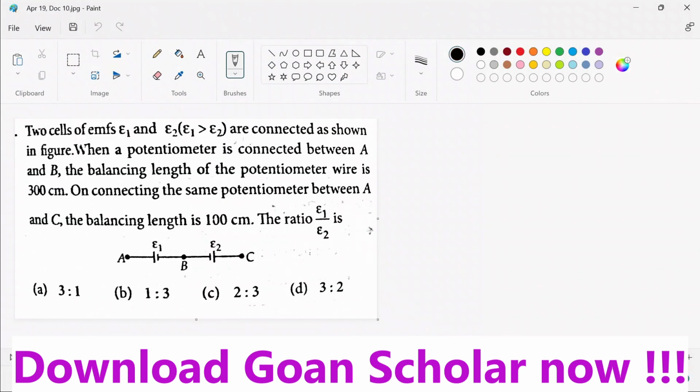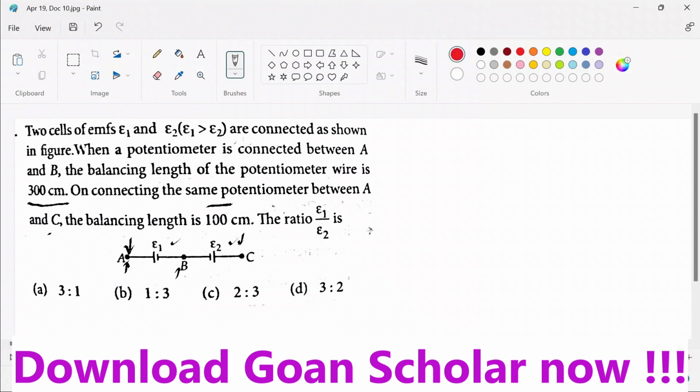Okay, let's move to the last problem for this practice paper 5. Two cells, first with EMF E1, second with EMF E2, are connected as shown in the figure. Okay, great. So E1 is connected here and E2 is connected over here. When a potentiometer is connected between A and B, the balancing length of the potentiometer wire is 300 centimeter. Pay attention, you are connecting between A and B. On connecting the same potentiometer between A and C, the balancing length reduces to 100 centimeter. What is the ratio of E1 to E2?